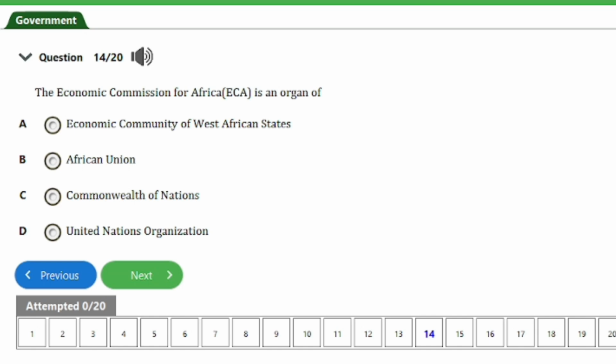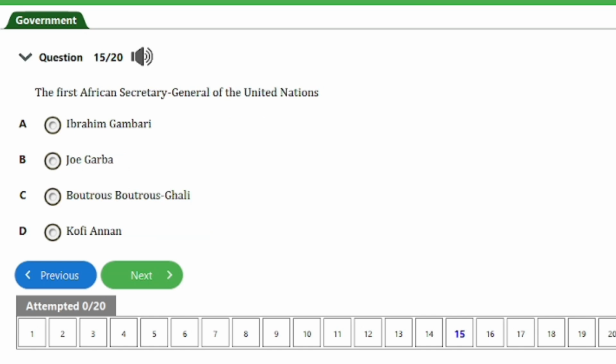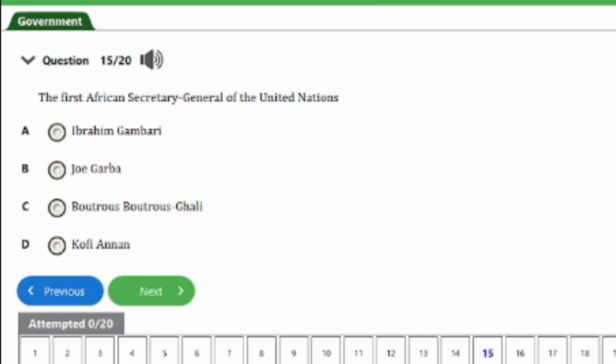So let's head on to the next one, guys. Over here we have question number 15. It says, the first African Secretary General of the United Nations was A, Ibrahim Gambari, B, Joe Gaba, C, Boutros Ghali, D, Kofi Annan. So guys, the answer to this question is option C here, that's Boutros Ghali. And that is for this question.